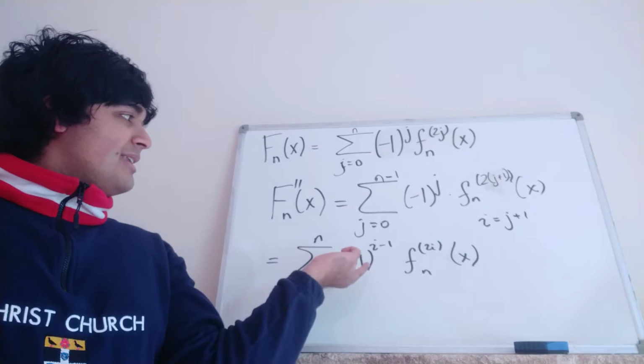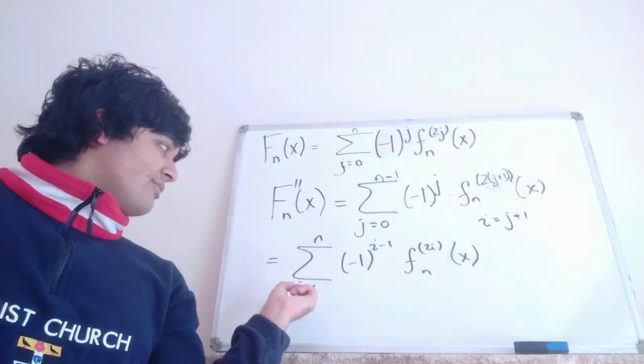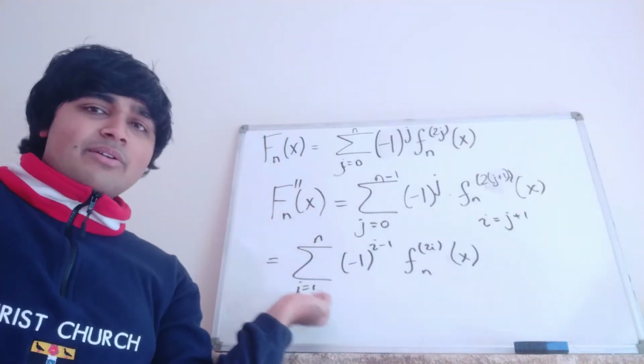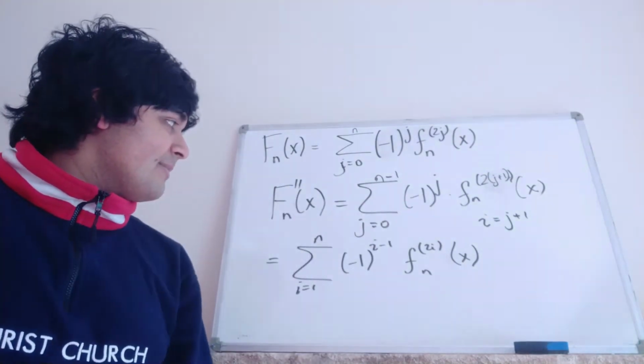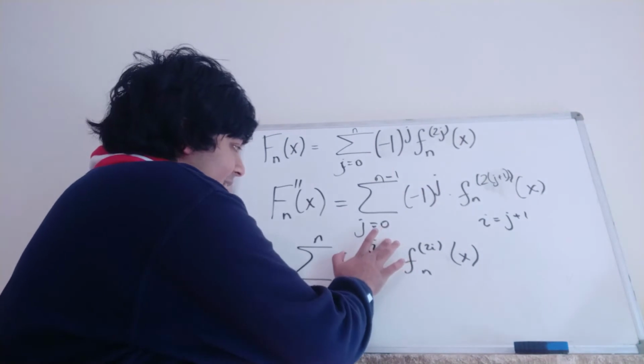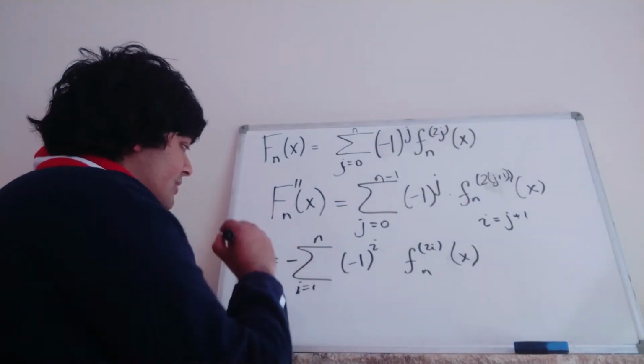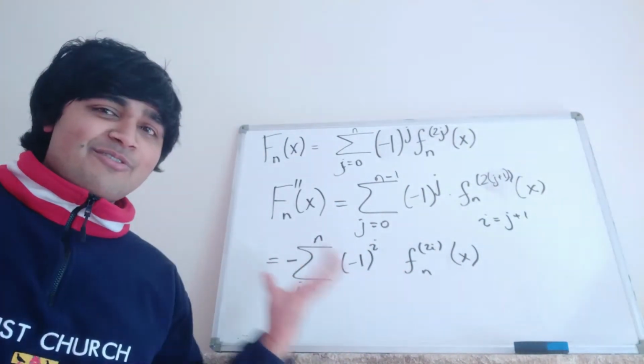Firstly, we've got an extra minus sign here, and also our sum is going from j equals 0 here, but here we're going from 1. So what we're going to do is add on the 0th term here and then just subtract it off. But firstly, let's bring this minus sign out the front, like so. And we've just got to be a little bit careful of our minus signs here.